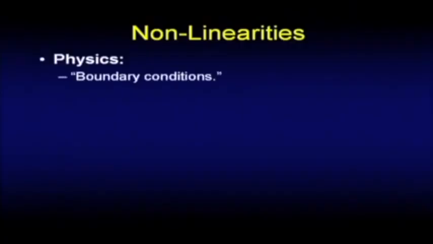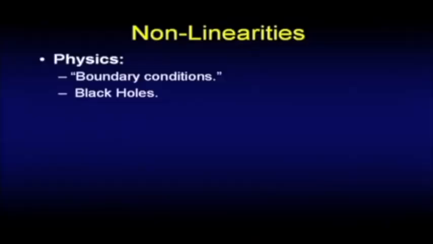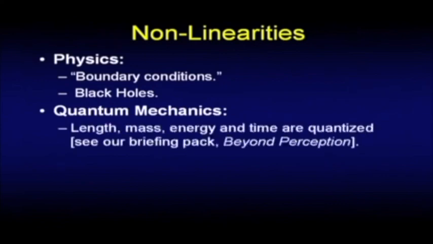Physics has nonlinearities. There are things we call boundary conditions. These conditions are true up until a certain point. We discover all through physics there are boundary conditions, nonlinearities. There are black holes. These are nonlinearities. In quantum mechanics, we've just looked at how length, mass, energy, and time are quantized, and we have a whole briefing pack on this called Beyond Perception. That's another one that we're going to take another look at and freshen up. It's now a decade old. We can modernize it a bit, just like we're doing with Beyond Time and Space here.